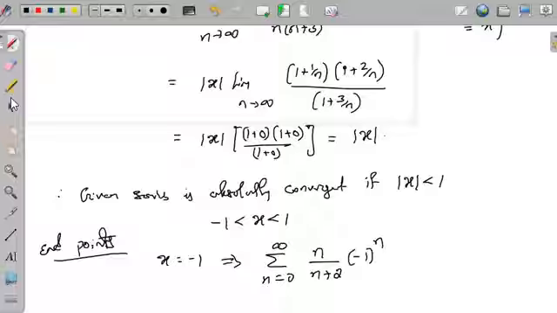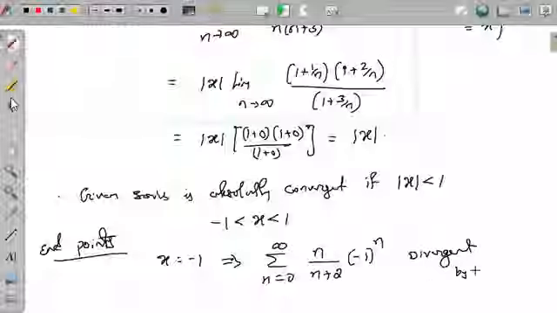It's divergent. Why? If you apply the limit of the nth term, you'll get 1. So let's forget about minus 1 to the power n. The absolute value of the nth term is not going to 0. Therefore it is divergent. That's it. By the nth term test we can say that this series is divergent.